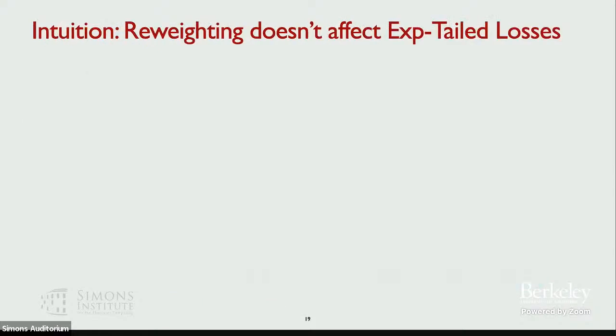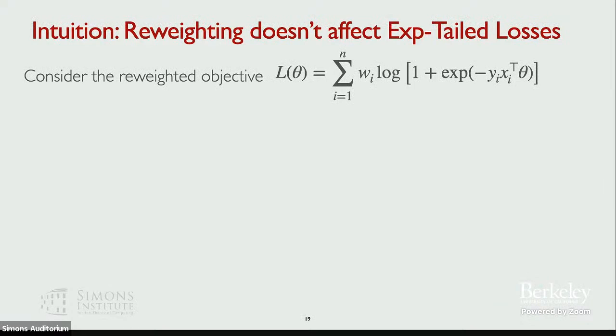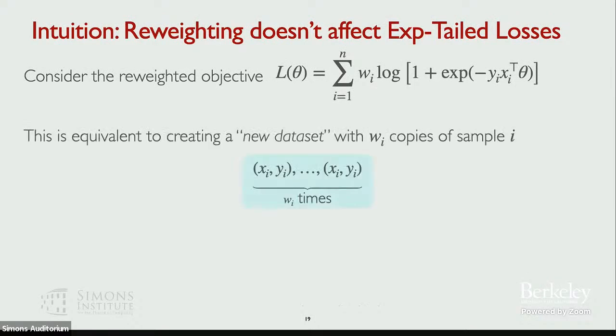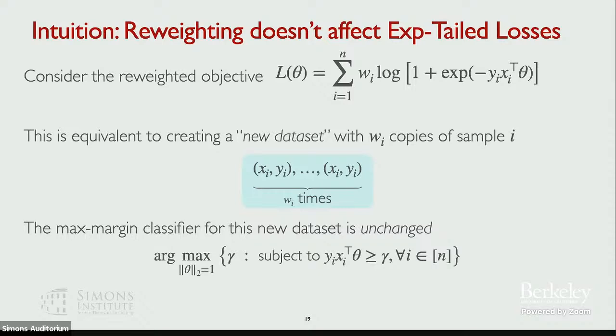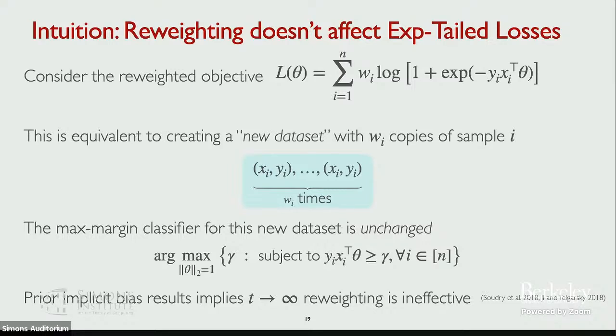So what's an intuitive way to understand this? We have this reweighted objective. We can interpret it as creating a new data set where we take sample i and repeat it wi times. Let's think of wi as an integer. Now you have this new data set, and this is the standard loss function on that data set. You don't have to reweight it. The max margin classifier on this new data set is unchanged, because you have repeated the constraint wi times, which doesn't change the max margin classifier. Now you can use the usual implicit bias results that Nati talked about, which tell you that gradient descent with small enough step size converges in direction to the max margin classifier for the logistic loss, and conclude that reweighting also doesn't get you anything.